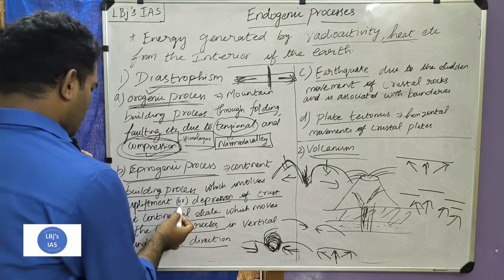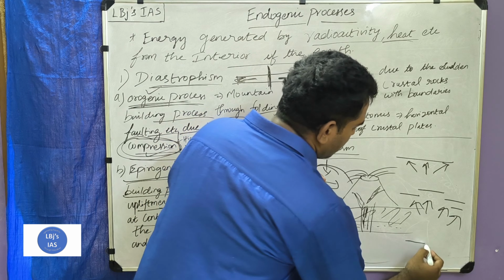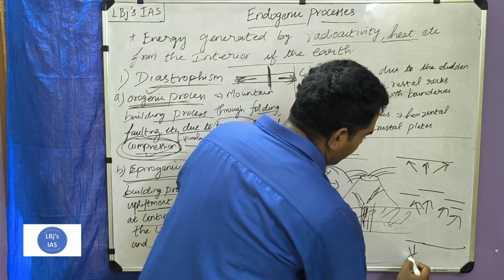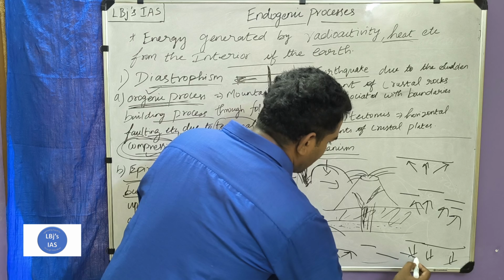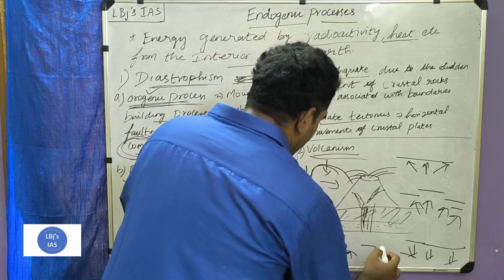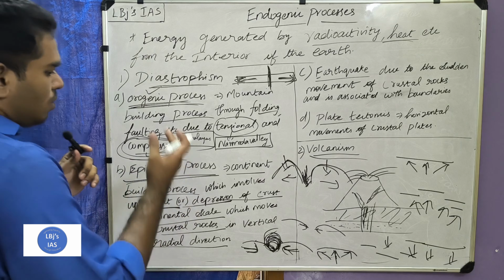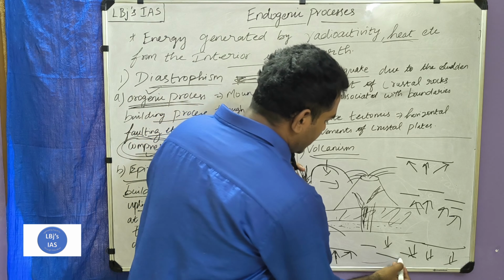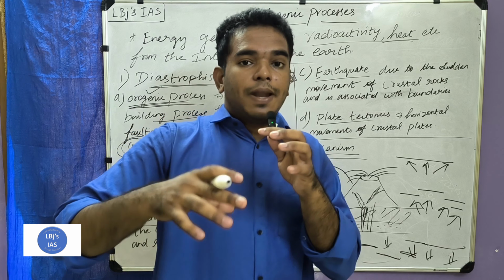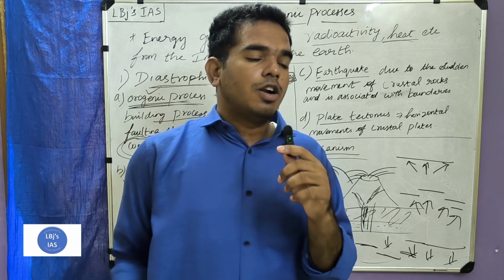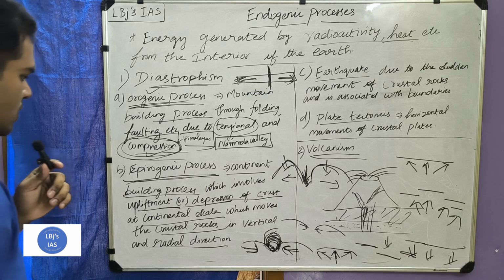Not only upliftment, whenever depression also happens, different continental levels are created due to the depression forces acting on the crustal rocks. So these will create different continents. The plates will get separated and different continents will be created. This process is known as the epirogenic process.